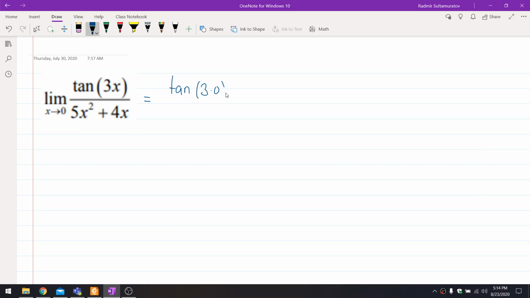Here we would have tangent of 3 times 0 over 5 times 0 squared plus 4 times 0. And we see that on the top, tangent 0 is actually equal to 0, and bottom is equal to 0 as well. And this is what we call one of indeterminate limits. And this means we need to do something more to find the real value of the limit.